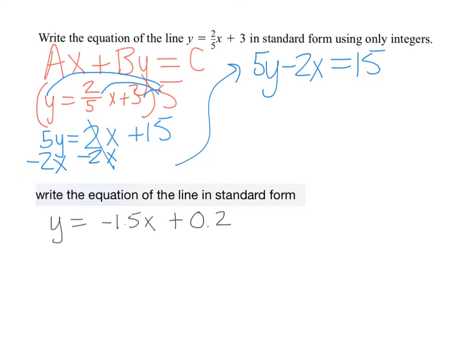I'm almost done. The last thing I need to do is just make sure my x comes first and the y value comes second. So I'm just going to switch those two terms. The 2x, it's actually a negative 2x because of the minus sign. I'm going to write that in front.